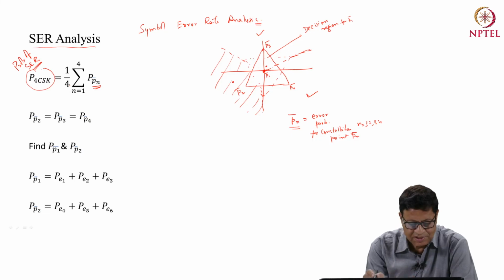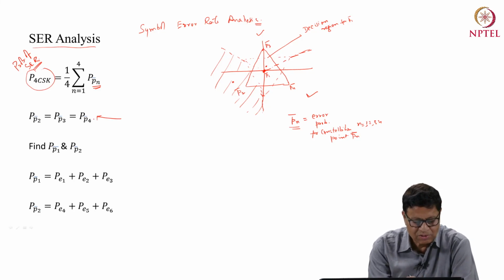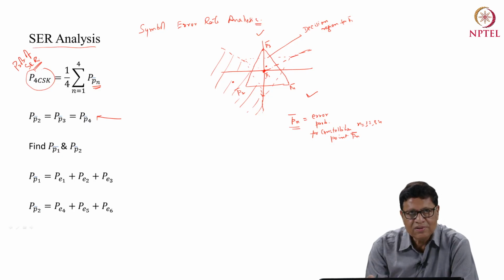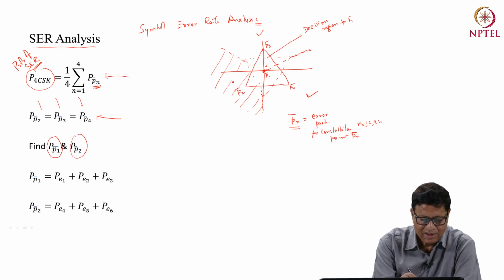And if you see the decision regions for P2 bar, P3 bar and P4 bar, those decision regions are identical. They are the same, so that probability will remain the same. So P2 is equal to P3 is equal to P4. We need to find out the probability for P1, and any one of the others. Since they are all equal, I need to only find out PP1 and PP2, and then I'll be able to calculate P4 PSK.